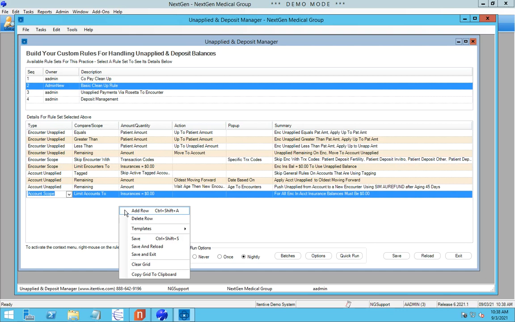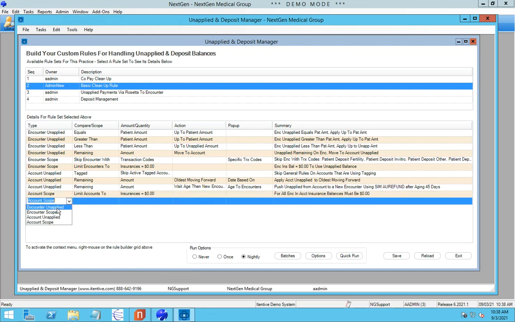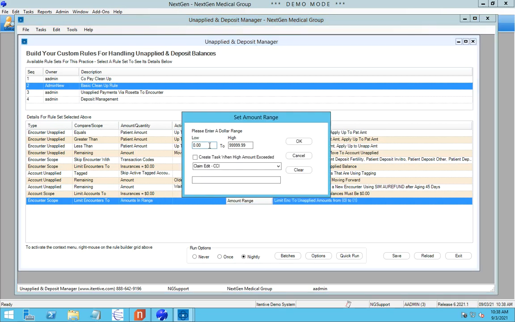Now, if we wanted to add a rule to this, we could simply say add row. We could pick something like encounter scope, and then we could pick what we want to do. So in this case, we'll limit the encounters. And maybe we're looking for providers, locations, last names, amounts. And let's say we only want to do amounts that are from 0, and we'll pick maybe 2,000. Anything above that, we're going to go ahead and process manually.